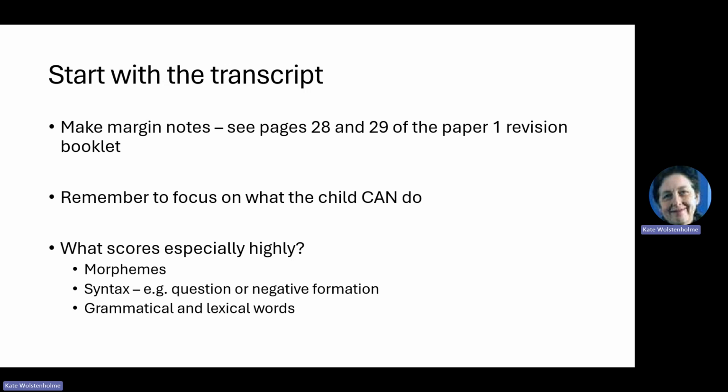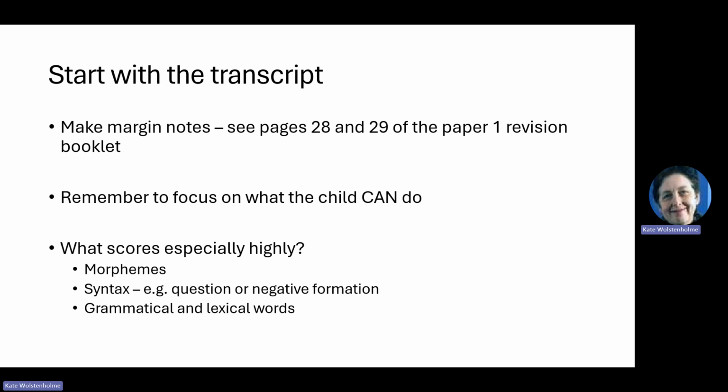On page 28 and 29 of the paper 1 revision booklet, there's a list of things you can look out for, and that includes, if you've got an adult, things you can look for in child-directed speech, okay? If there's no adult, there's no child-directed speech. Other children don't use it, okay? So just be careful with that. If you're finding you're looking at the transcript and you can't think of anything to annotate, it's because you're looking for problems, right? You're looking for things the child can't do or mistakes they're making. So remember to also focus on things they are doing, like what can they do?